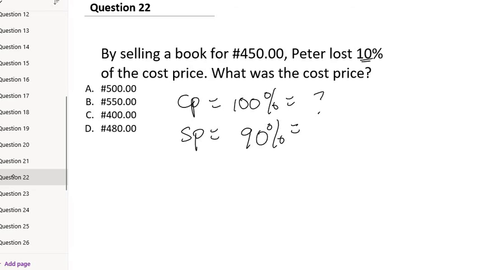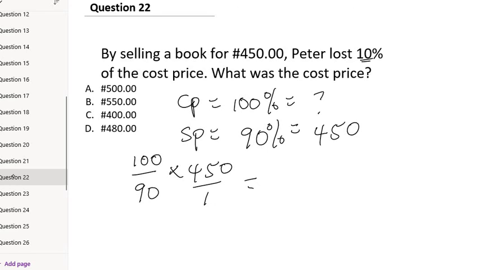But then the selling price was given as 450. So if 90% equals 450, the cost price, which is 100%, will definitely be more. Using proportion and the slogan, if more, less under. If more, 90% is less, it will be under. 100 will be top, times 450 over 1. 0 cancels 0. 9 into 45, 5, 500. The right answer is A.